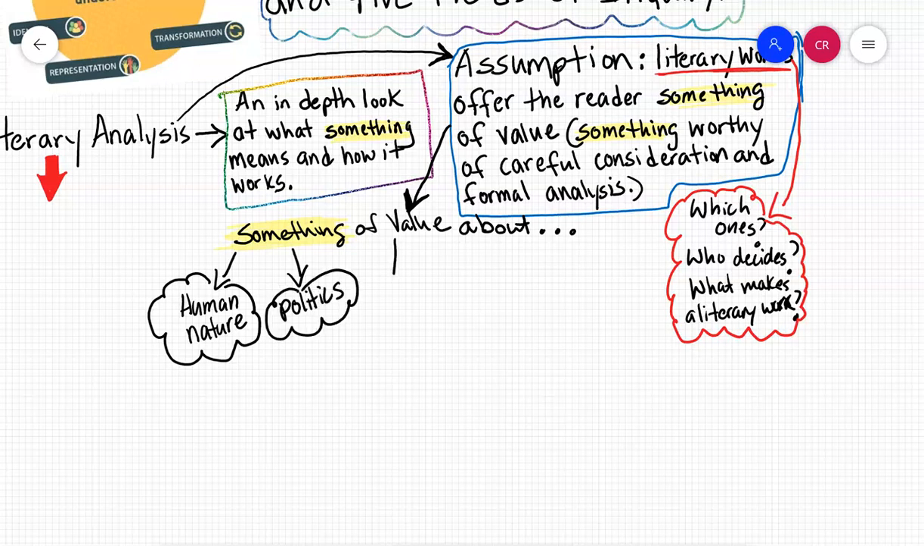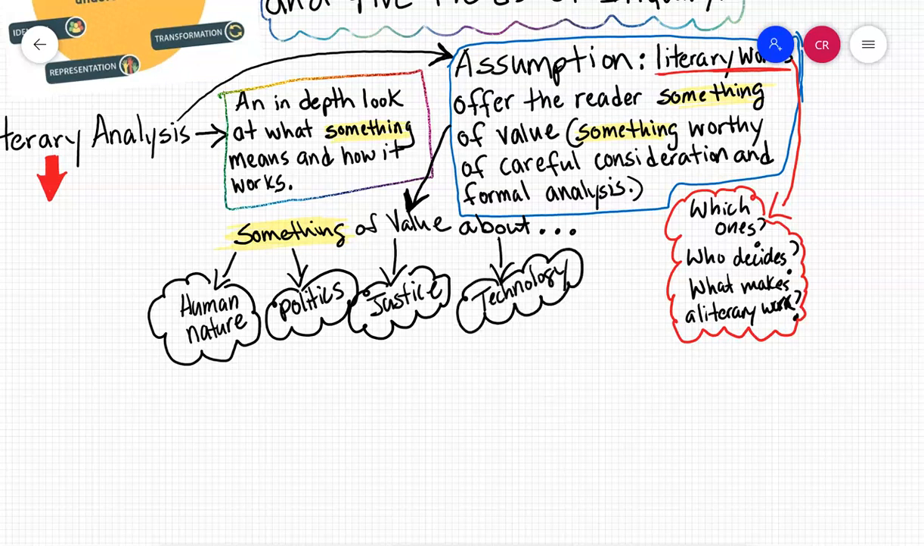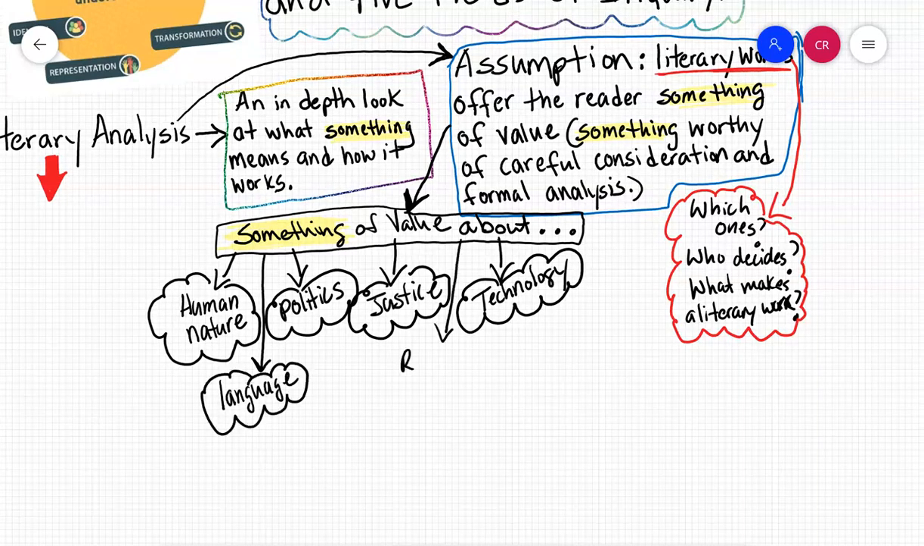Another thing might be politics. Maybe the book goes heavily into politics. We have a lot of books like 1984 and The Handmaid's Tale that do that. Maybe it deals with justice. I know To Kill a Mockingbird deals heavily with the idea of justice. Or technology. We've got books like Fahrenheit 451 or any of the short stories by Ray Bradbury that deal with technology. It might have something of value to say about language. 1984 and The Handmaid's Tale both have a lot to say about language and the value of language.